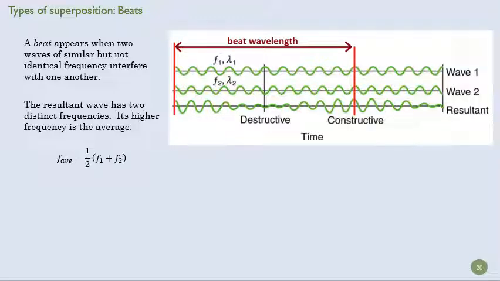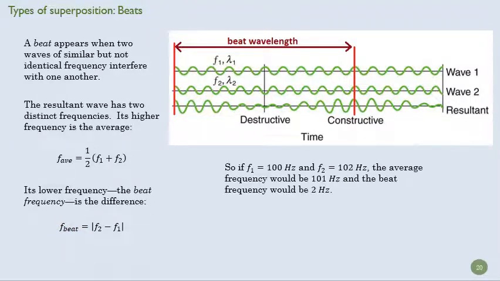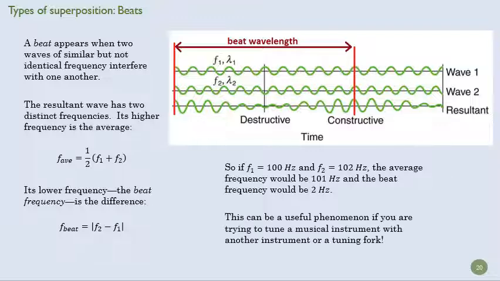We can calculate what the frequency is of the new wave here. It's the average of the two waves. And the beat frequency we can find is going to be the frequency difference between the two waves. So if I have a 20 hertz wave and a 19 hertz wave, my beat frequency is going to happen once every second. It's going to be 1 hertz. And there's another example there.